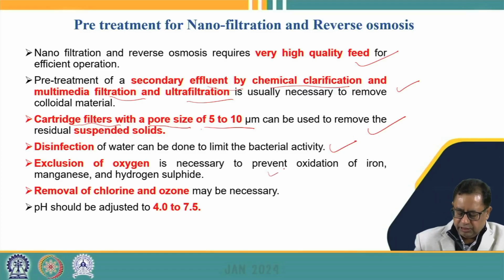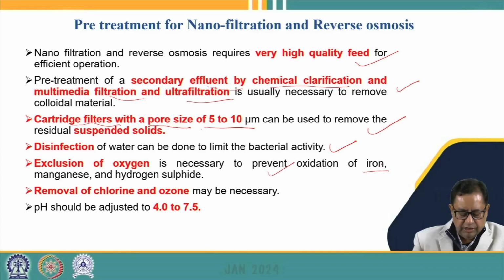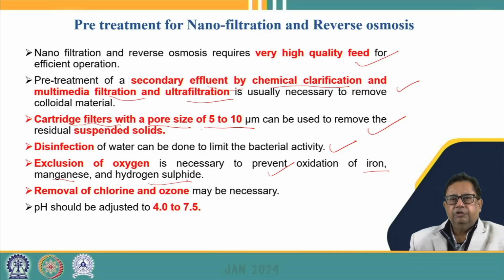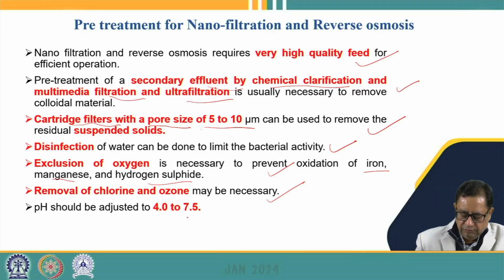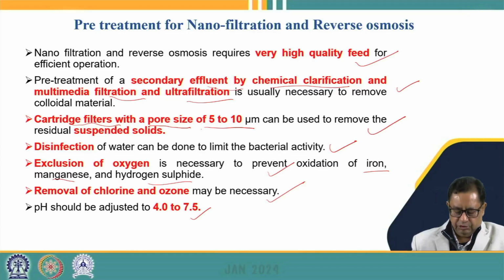We can go for the exclusion of oxygen so that we can limit the oxidation of iron, manganese, and hydrogen sulfide which are present in the water or wastewater. Similarly, it is very essential that we remove the chlorine and ozone which are present after the disinfection process of the pre-treated water or wastewater. We also have to see that the pH should not be very low, or go beyond a certain level, so that it does not erode or damage the surface of the membrane. So we have to keep the pH between 4 and 7.5.